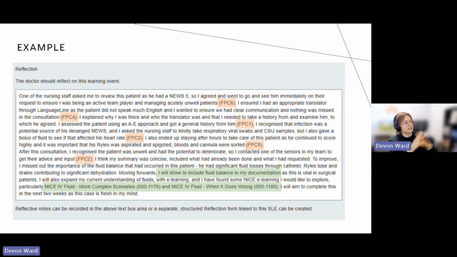I'm hoping this is making sense about what I mean by starting smart. I'm trying to just hit lots of different boxes with one learning event.